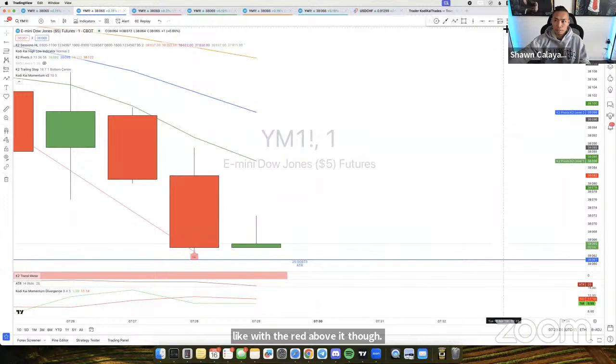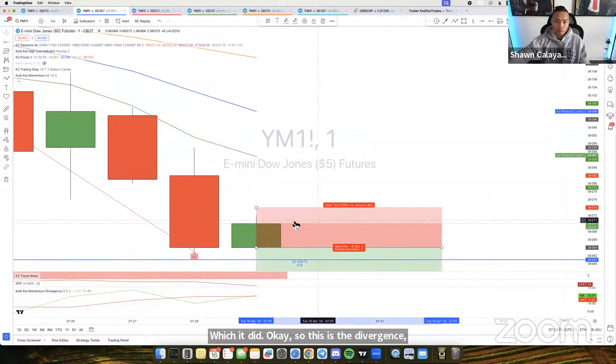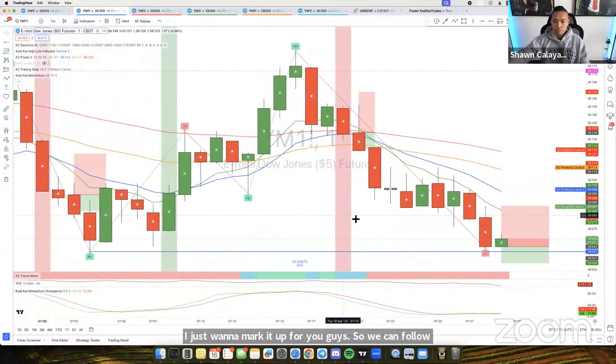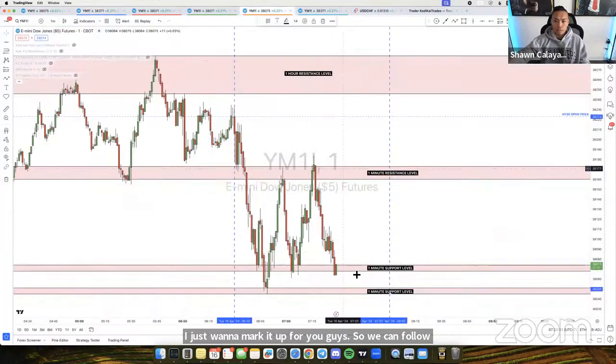Okay, so this is the divergence right here. I'm not in the position, guys. I just want to mark it up for you so that we can follow it. But this is the divergence setup that we were looking for. It's currently at the support, so it's kind of tricky. It's in a fake out area right here.